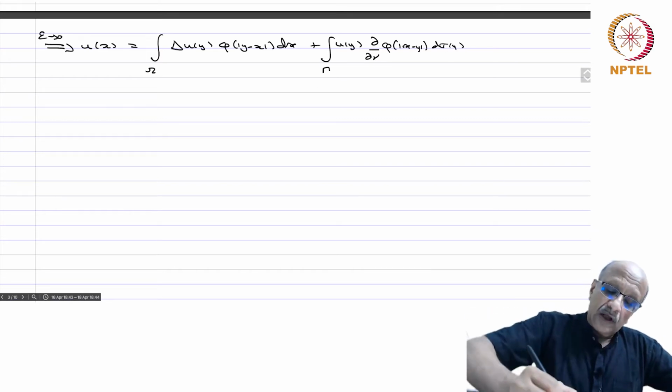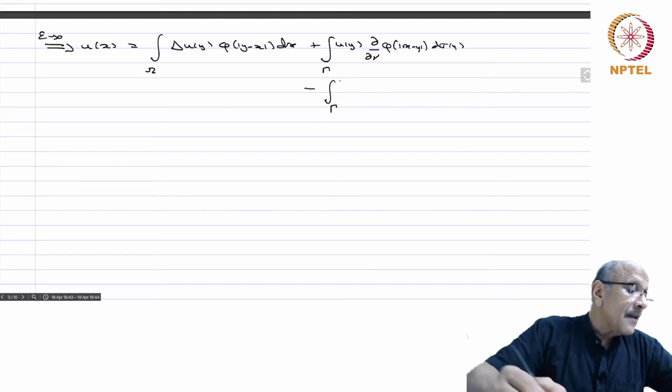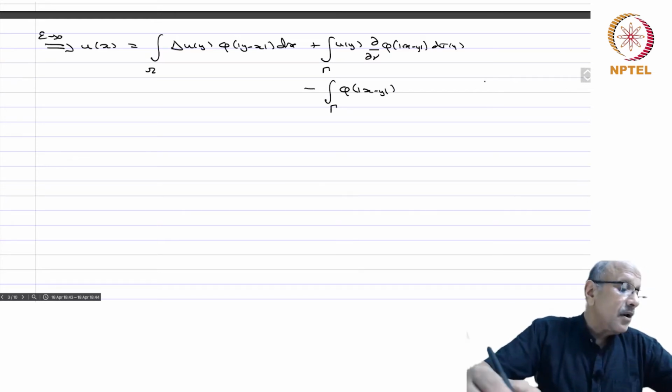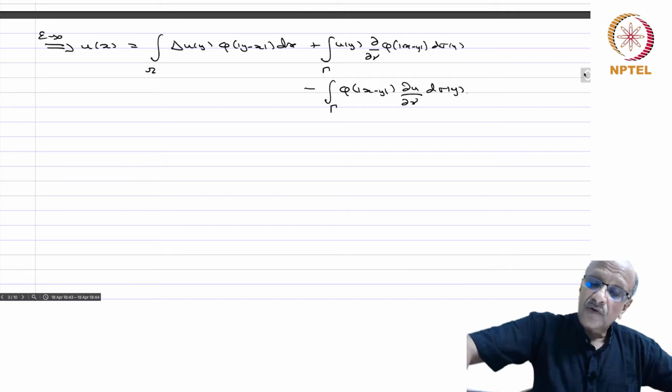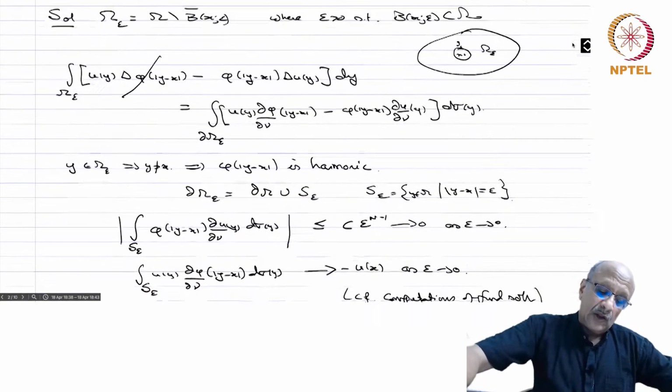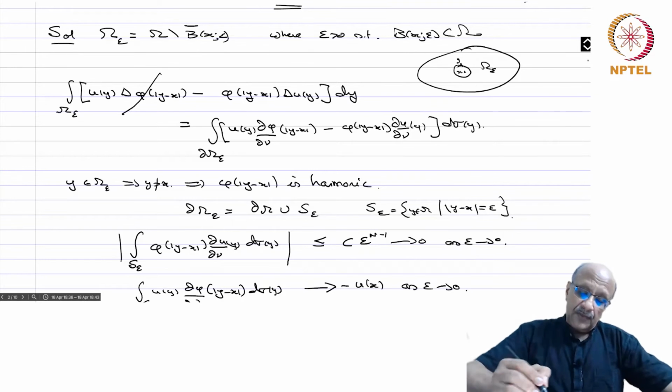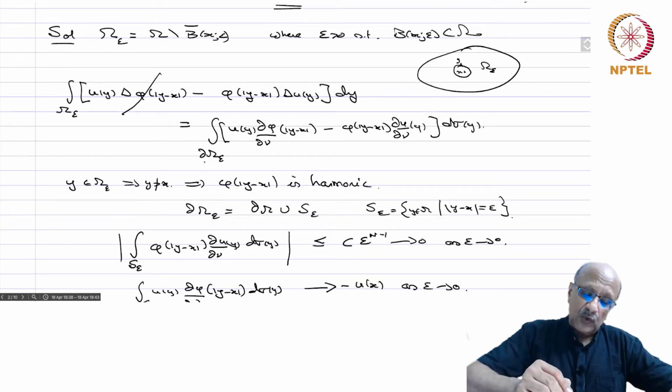minus the integral on Gamma of phi(|x - y|) du/d nu d sigma_y. So, this is just got by writing the integral on Omega_epsilon. Omega_epsilon is the sum of these two, so you have the sum of two integrals.